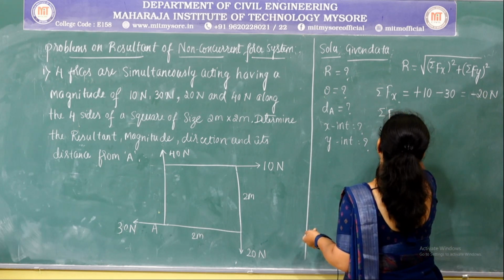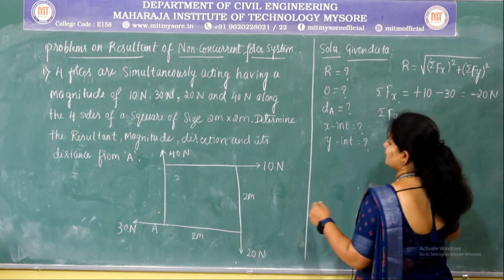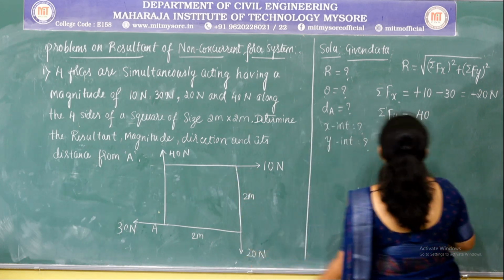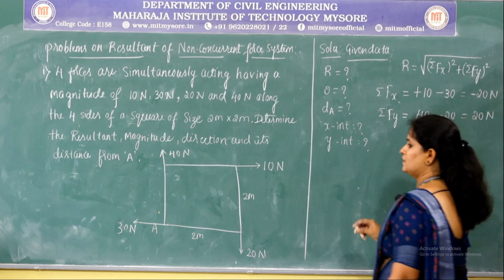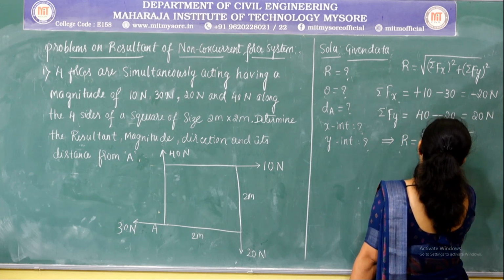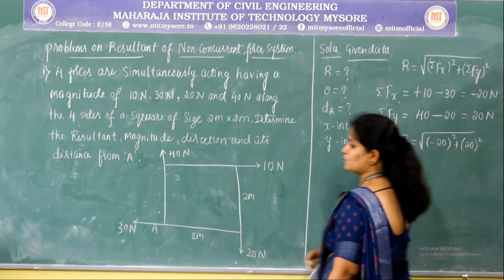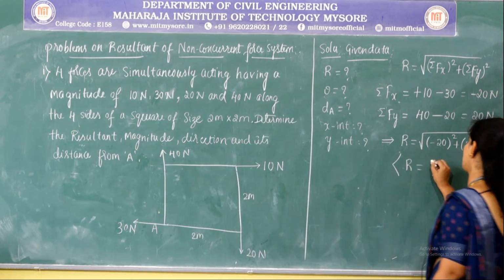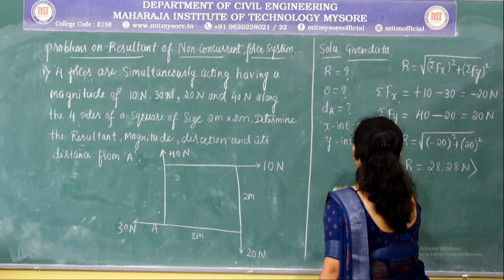Again consider summation of Fy, that is the algebraic sum of all the forces which are acting in vertical direction. This 40 Newton force is acting upwards, so it is positive, and this 20 Newton force is acting downwards, so it is negative. So the value is 20 Newton. Now, R is equal to square root of minus 20 whole square plus 20 square. So the value of R becomes 28.28 Newton.